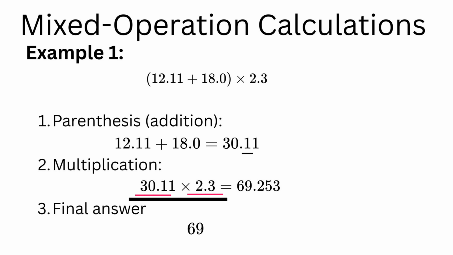So in this case, 69 is how many digits you are allowed to keep. Look at the next digit right to 9, that's 2, so you have to round down. So your final answer is going to be 69.